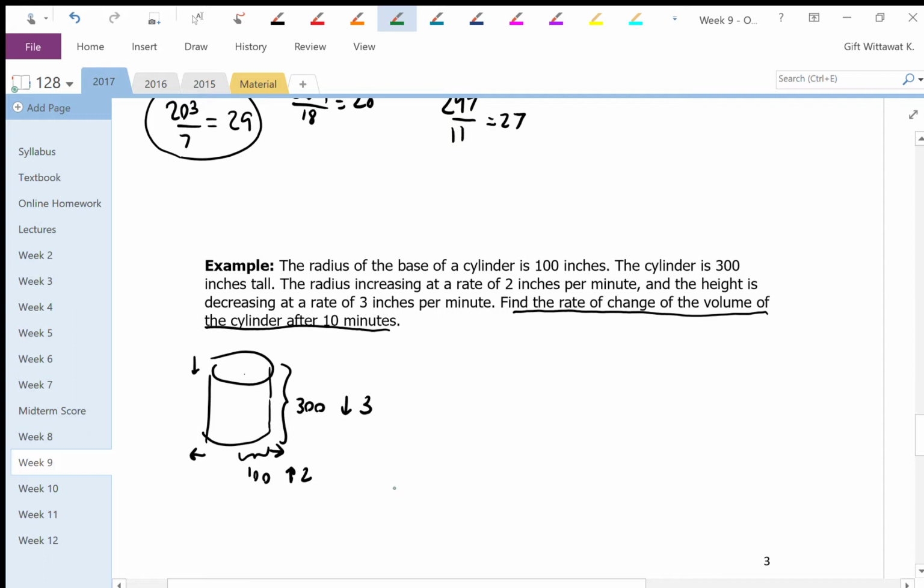So let me recall a few formulas. The volume of a cylinder is pi r squared h. So pi r squared is just the area of the base or the top, and h is the height. So I need to find the rate of change of the volume in 10 minutes. So I need to find the derivative of V with respect to time.